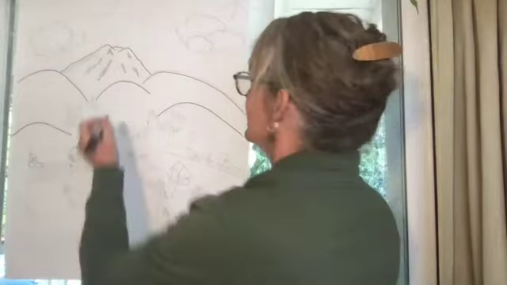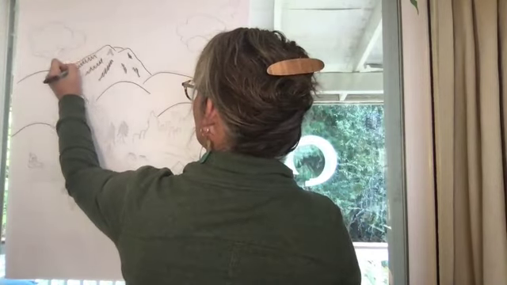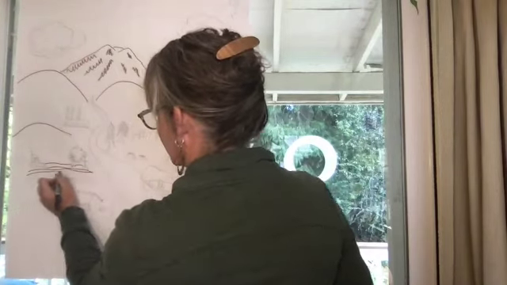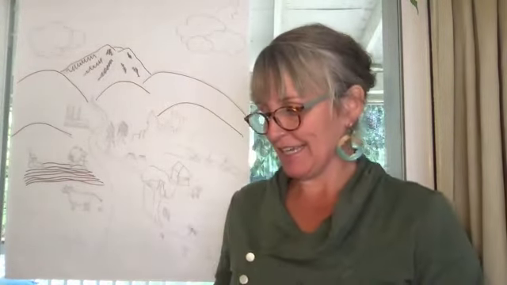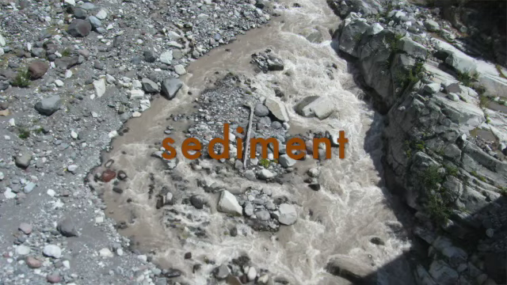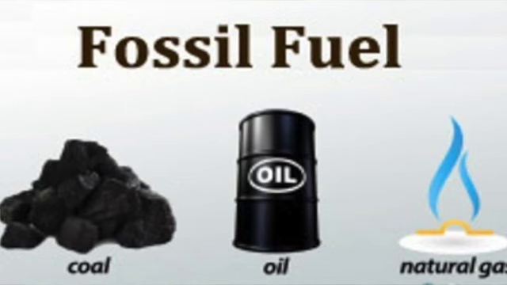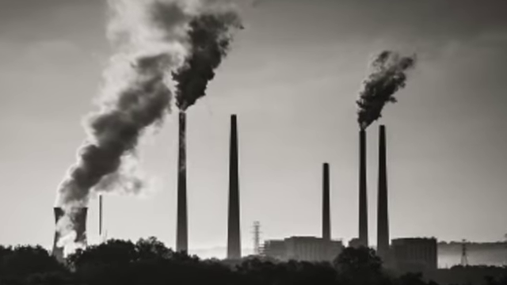The geosphere also includes rocks. There are big rocks on Mount Rainier. The geosphere also includes soil, like farmland, forest land, the ground where you are standing. The geosphere includes sediment. Sediment is formed when water or wind breaks down rocks into smaller pieces. Sediment can also end up in the water. The geosphere also includes our fossil fuels like oil, petroleum, gas, natural gas, and coal.